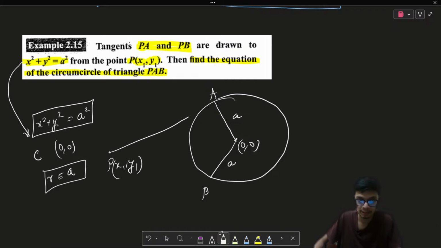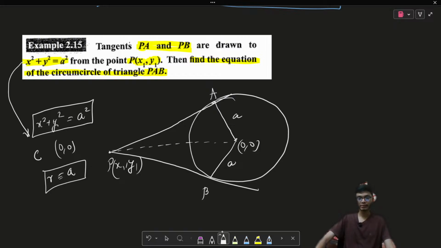From this point P, two tangents are drawn to the circle like this. So again, let us construct the geometry. We know that the radius and the tangent intersect at a perpendicular angle, right? So we have to find the circumcircle considering PAB as the triangle.